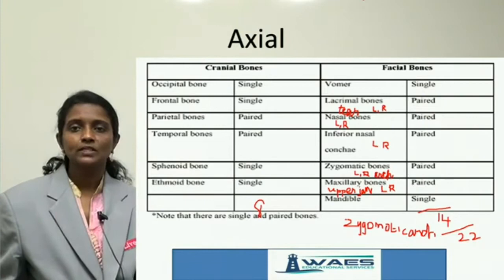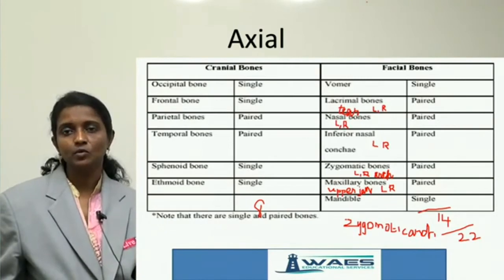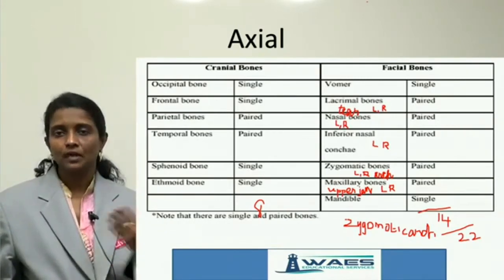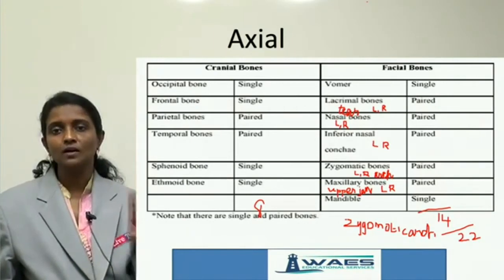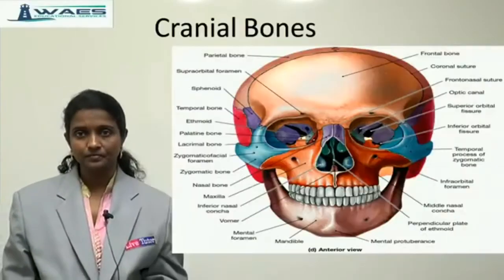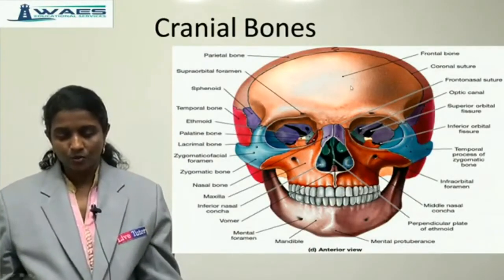Now we saw the 22 bones of the axial skeleton. I repeat, we did cranial bones and facial bones. Among cranial bones, only 2 are paired, whereas among facial bones, only 2 are unpaired. Yes, now we proceed. You can see whatever bones I have told you. This is the frontal bone.